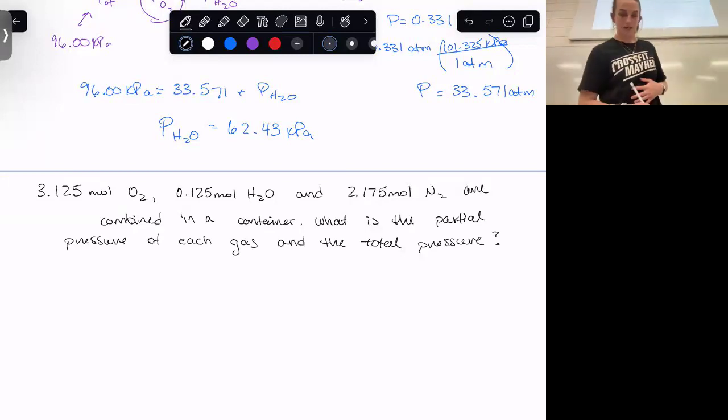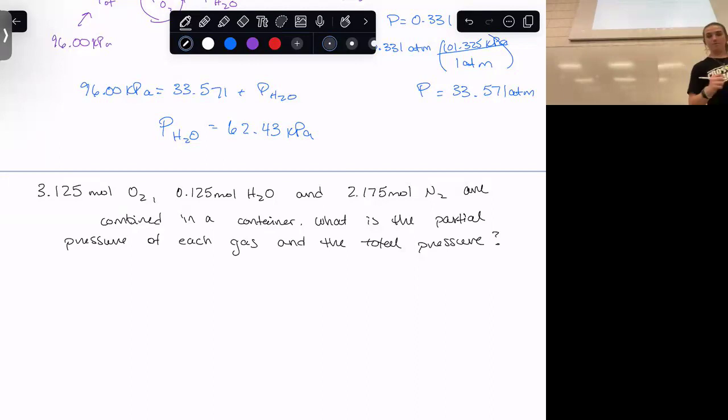Alrighty, so for this question, we have 3.125 moles of oxygen, 0.125 moles of water, and 2.175 moles of nitrogen combined in a container. What is the partial pressure of each gas and the total pressure of the container?